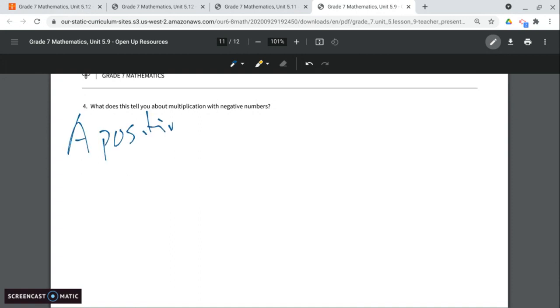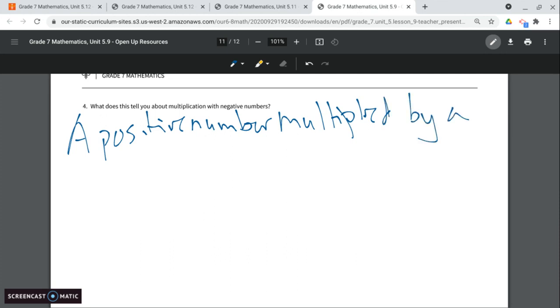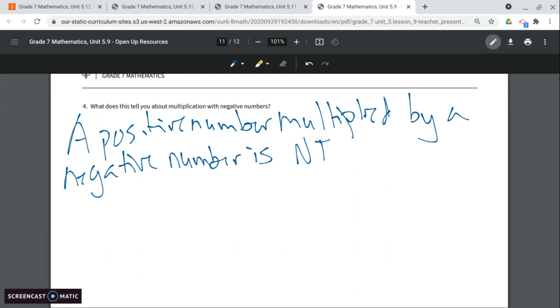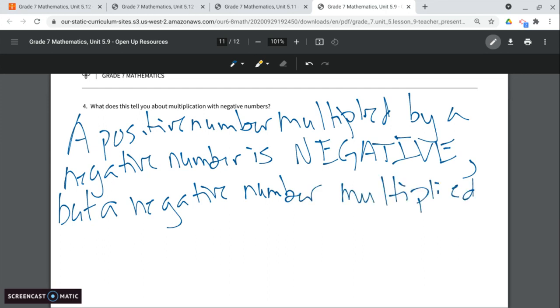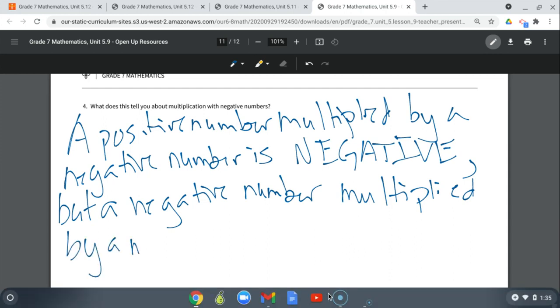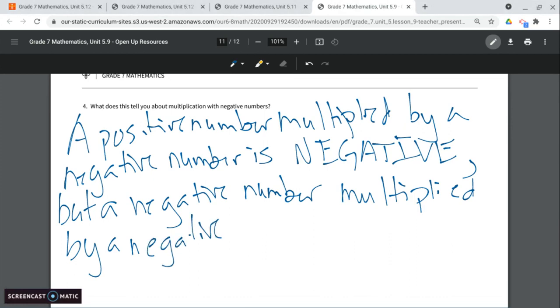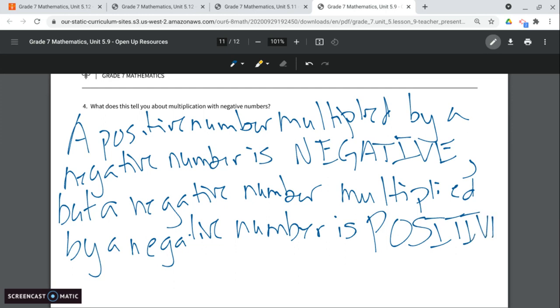A positive number multiplied by a negative number is negative. But a negative number multiplied by a negative number is positive. So a negative times a negative is a positive. A negative times a positive is a negative.